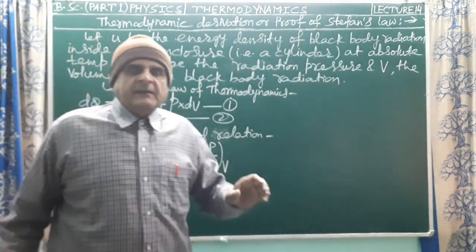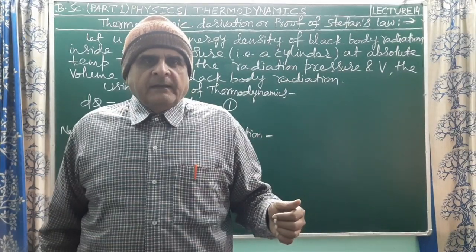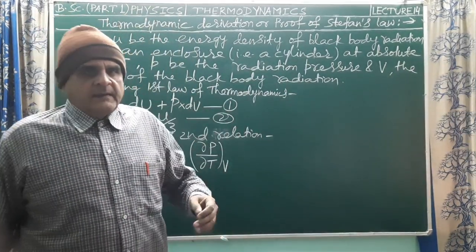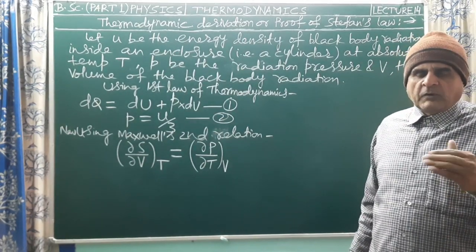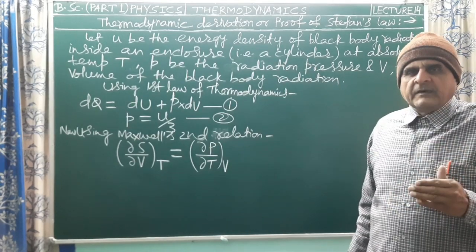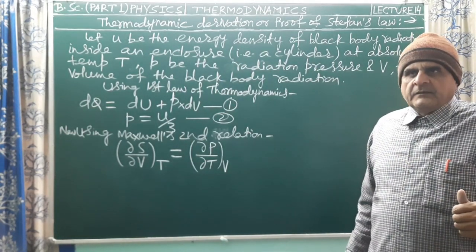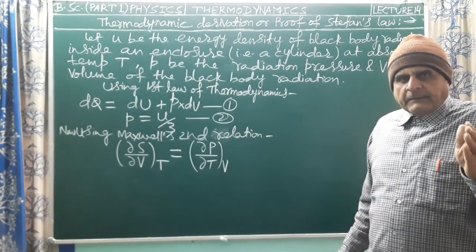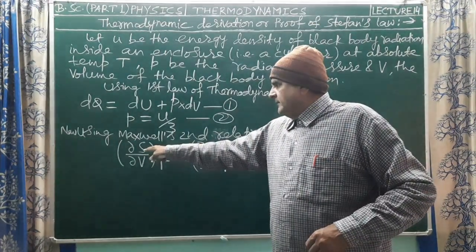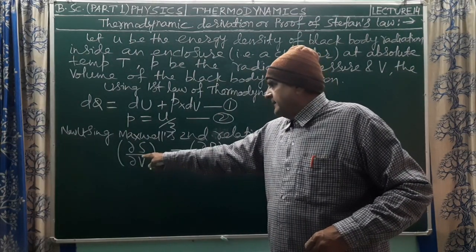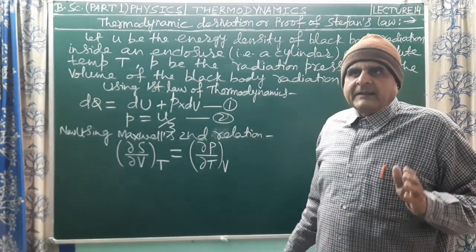But we know that the change in entropy ds equals dq upon T. This is the relation for entropy, which is the mathematical form of the second law of thermodynamics in terms of entropy: change in entropy ds equals the amount of heat dq upon absolute temperature, ds equals dq upon capital T. Therefore in the numerator of the LHS of Maxwell's second thermodynamical relation is del S, so in place of del S we can write del Q upon T.